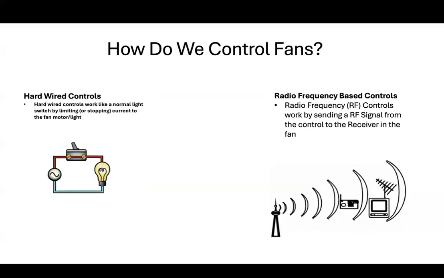How do we control fans? There are two main mechanisms for controlling fans. We can control them with hardwire controls or RF or radio frequency-based controls. Hardwire controls operate like a light switch, but by interrupting the electrical current or limiting electrical flow to the fan to slow the motor or dim the light. RF-based controls emit a radio frequency or RF signal through the air to the ceiling fan.